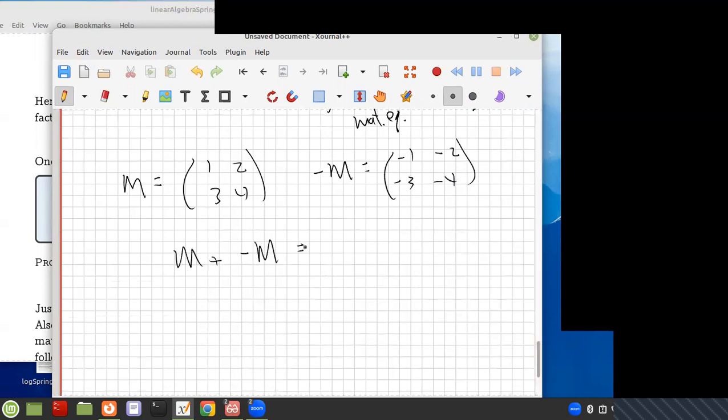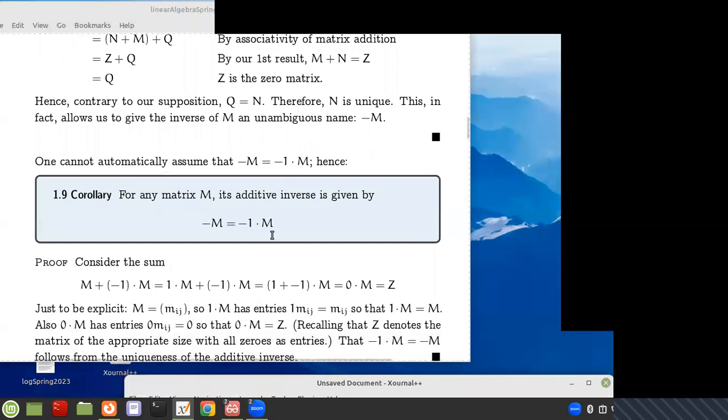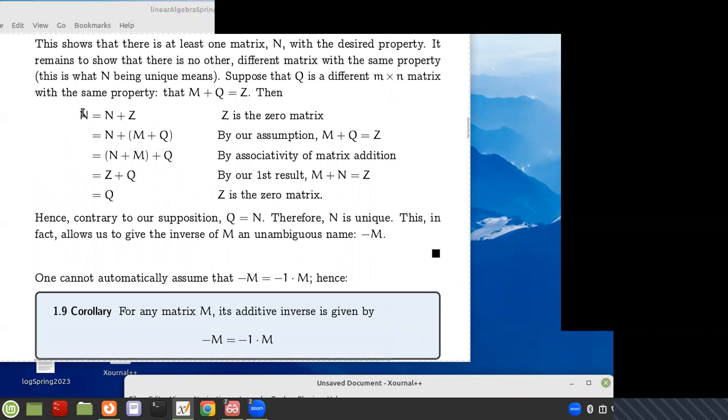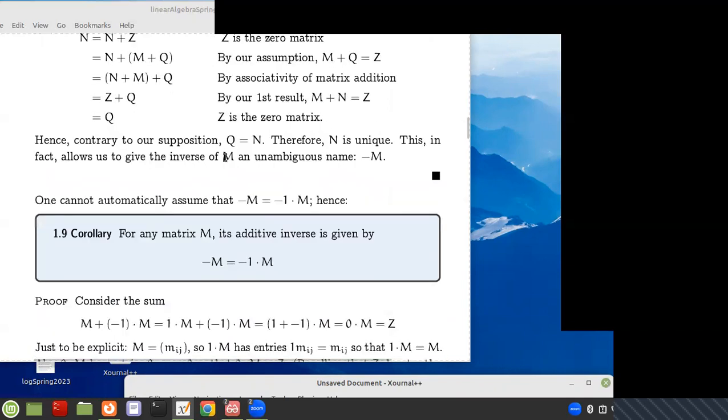So the additive inverse, if M equals 1, 2, 3, 4, then minus M equals minus 1, minus 2, minus 3, minus 4, because you can see if I add M plus minus M, that's just going to equal the 2 by 2 matrix: 1 plus minus 1 is 0, 2 plus minus 2 is 0, 3 plus minus 3 is 0, and 4 plus minus 4 is 0, and that equals Z. Okay, and you can prove that that's unique, that there's no other matrix that can do this, and that's what's shown up here, that if you have two of these matrices, N and Q, they're really the same matrix. So there's only going to be one inverse.